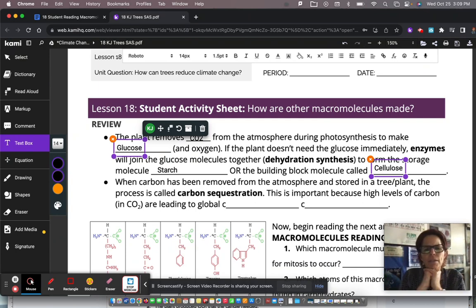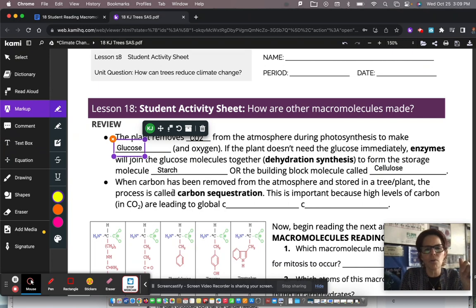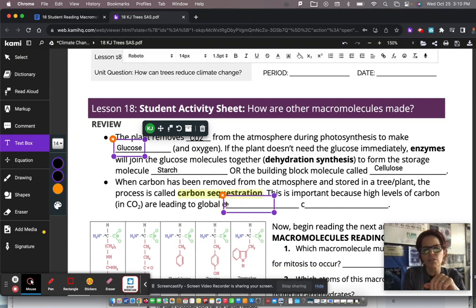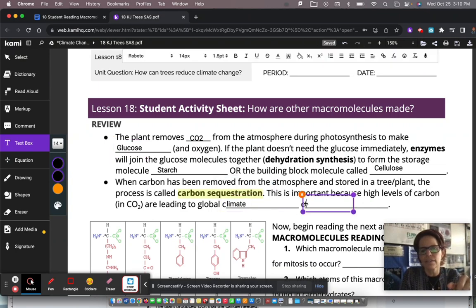All right, next one. When carbon has been removed from the atmosphere and stored in a tree or a plant, the process is called carbon sequestration. I'm going to highlight that word because that is a word we really need to know. That's definitely going to come up on your test. Did that work? There we go. Okay, this is important because high levels of carbon and carbon dioxide are leading to global, and I bet you know the answer, but let's do it together, global climate change. There's a C already there, so I'm going to write CLIMA, climate. And then over here, I'm going to write change. There we go. Global climate change.